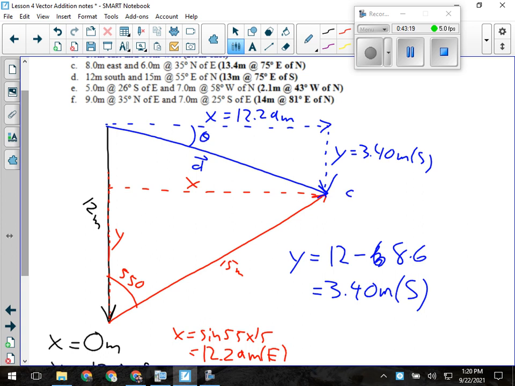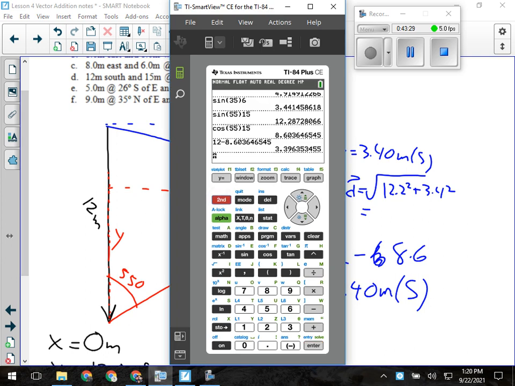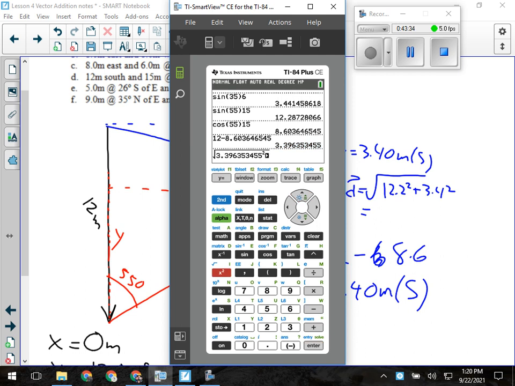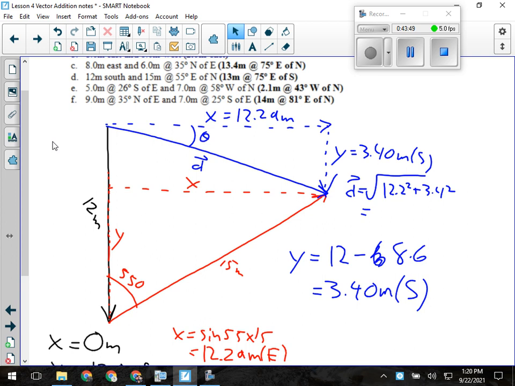All right, so d will be the square root of 12.29 squared plus 3.4 squared. Okay, I'm actually going to use all the decimals in my calculator when I do that. Okay, I'm not going to shortcut. So that number squared plus that number squared. Okay, so my overall displacement's 12.75 meters.